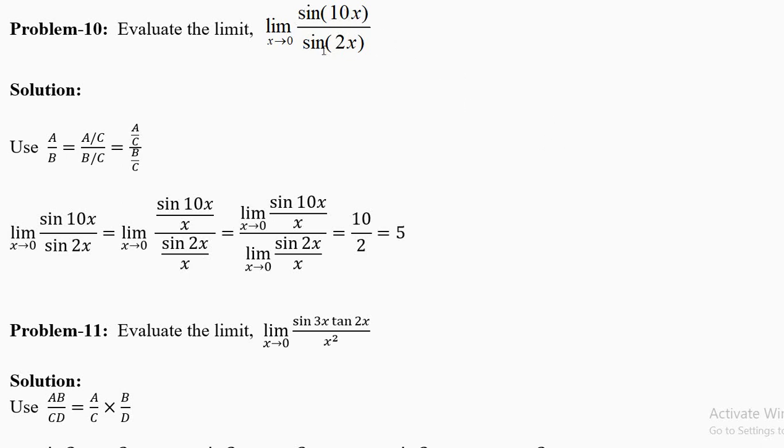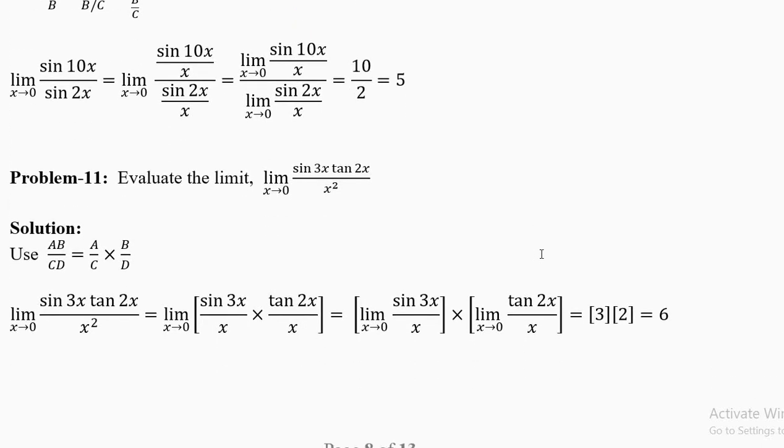Sine 10x is one function, sine 2x is one function. Now take the limit here, take the limit here. Here the limit is 10, here the limit is 2, here a is 10, here a is 2. 10 divided by 2 is 5. Now evaluate the limit of sine 3x into tan 2x divided by x square.